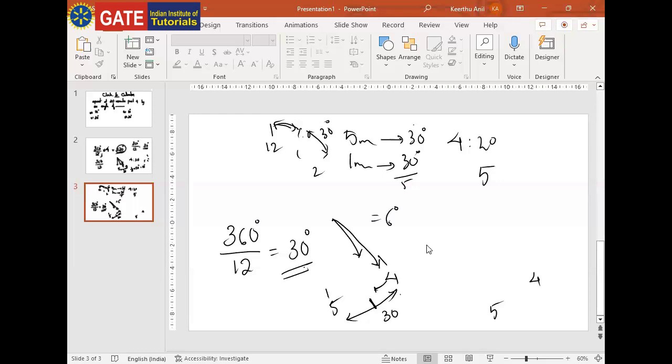Okay. Aditya, is it okay for you now? Okay. So got the answer as 10 degree. The shift should be 10 degree.